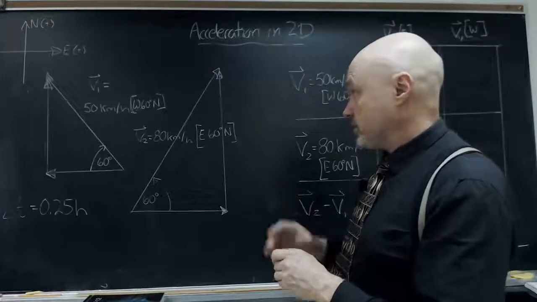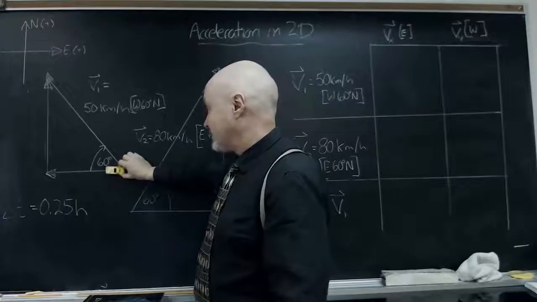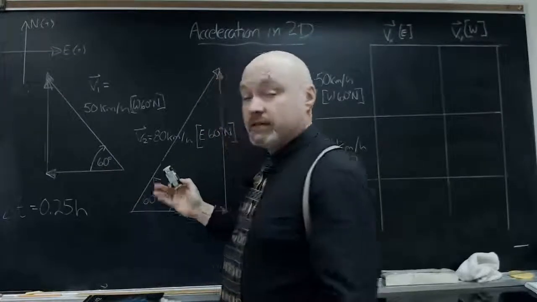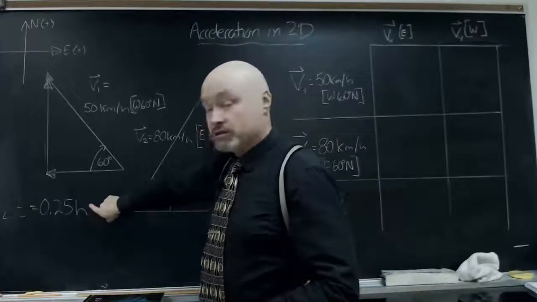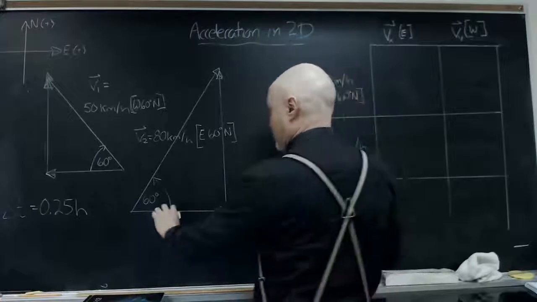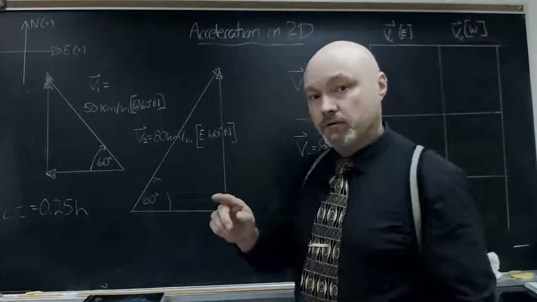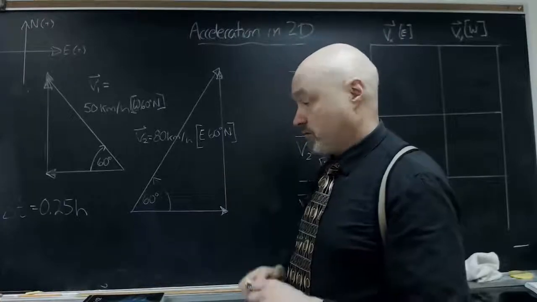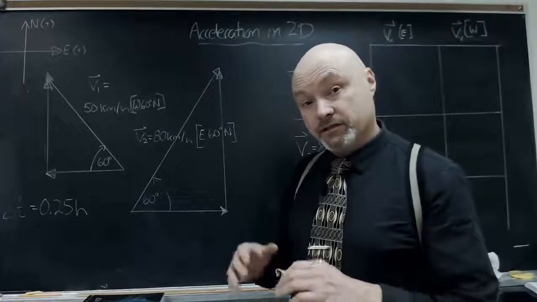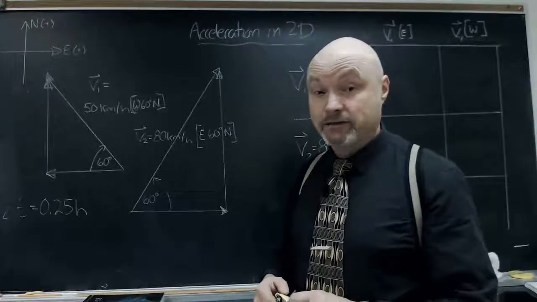And initially, it is traveling 50 kilometers per hour west, 60 degrees to the north. 15 minutes later, which is a change in time of 0.25 hours, it is traveling 80 kilometers per hour east, 60 degrees north. And so not only has the magnitude of the velocity changed in this case, the direction of the velocity has changed as well. And so we have to consider both of those when we're calculating acceleration.